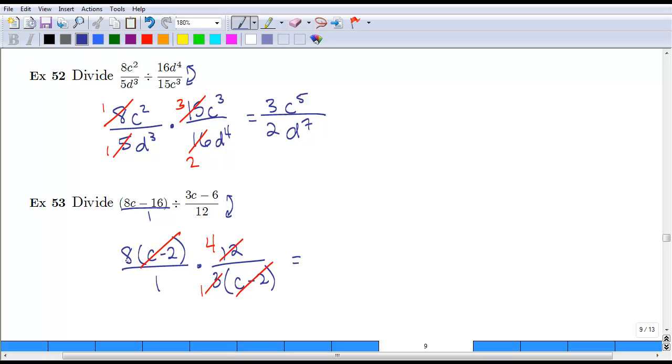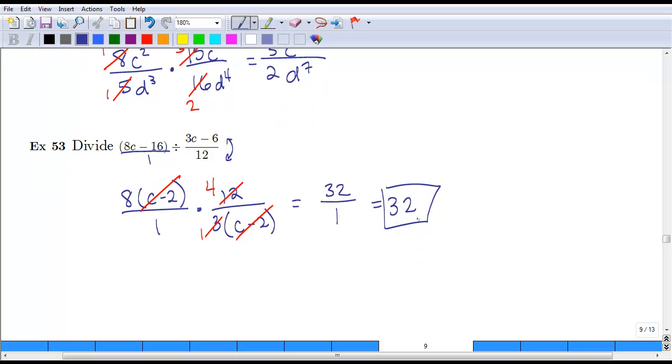So all we are left with is 8 times 4, which is 32, over the only thing we have left in the denominator is 1. So this simplifies to just be 32, and that is possible for an answer to just be a number.